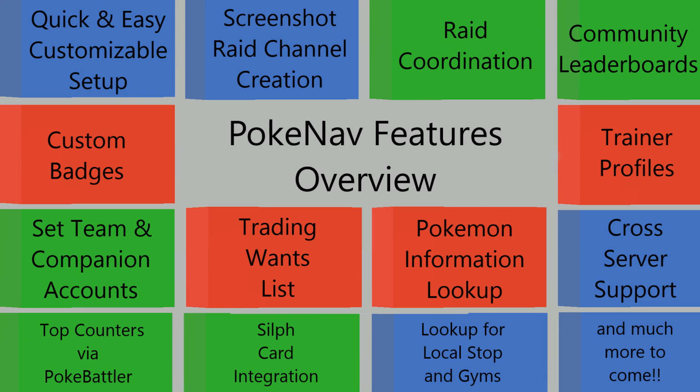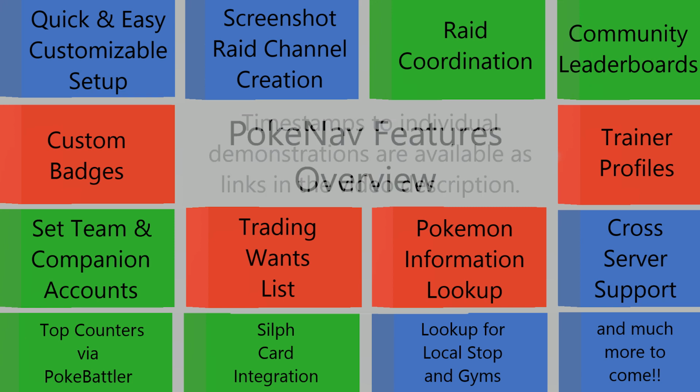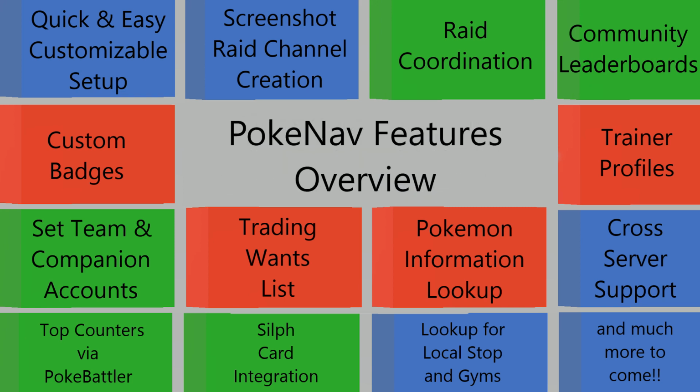PokeNav also has the ability to fetch the top counters for every possible raid boss in every weather via PokeBattler. Personalized counters can also be provided by linking your own PokeBattler account. There's also trading support. You can link your trainer code to your PokeNav profile. And there's also a trading feature. Players can post their once list to any PokeNav supported Discord. Also, there is full Pokedex Lookup, including stats, movesets, and CP ranges, and links to GamePress.gg, where you can find even more information about each individual Pokemon.